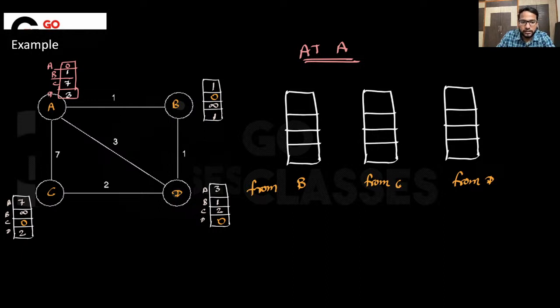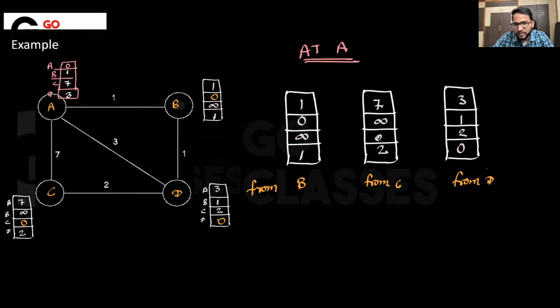So now let's just quickly do it. A will be receiving vectors from B, and B's vector is 1, 0, infinity, 1. C's vector is 7, infinity, 0, 2. D's vector is 3, 1, 2, 0, right? Let me know if that is fine. Okay, now if this is fine, let's just move further.